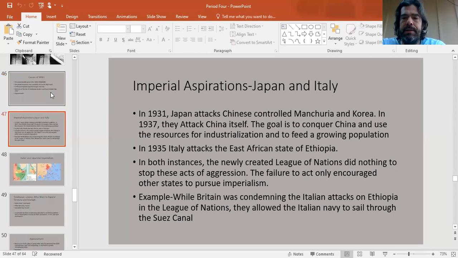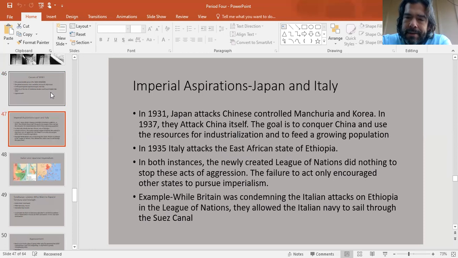Imperial aspirations of Japan and Italy. After World War I, Japan felt like the Western democracies were never going to trust them and treat them fairly. And Japan goes down a very militant, aggressive pathway that's going to ultimately lead to Pearl Harbor. In 1931, Japan is going to attack China.